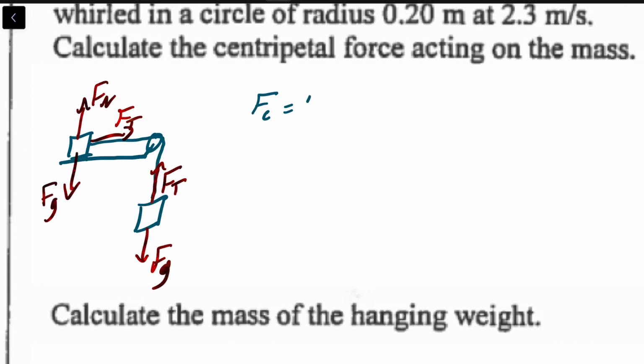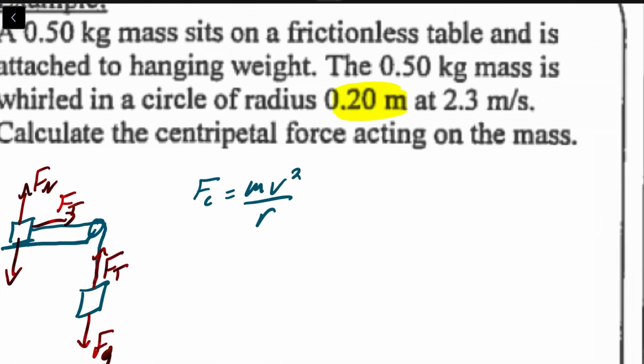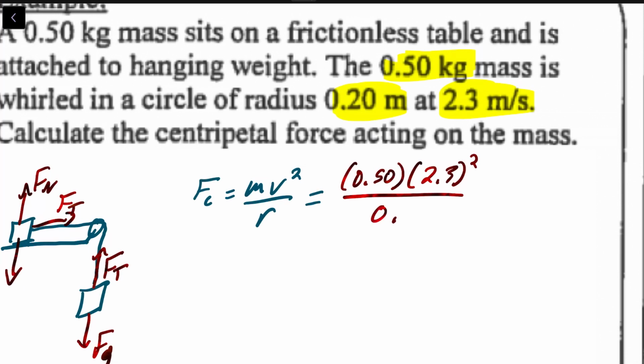So for the centripetal force, I have mass of the object, the velocity squared, and the radius. Those are the variables that I have, right? I have radius, I have velocity, I have mass. So this is the formula I want to use. If I had period and radius, I would use the other formula. So I'm going to substitute these values in. 0.50 kilograms, and then a velocity of 2.3 meters per second. That's going to be squared, and then divided by 0.20.